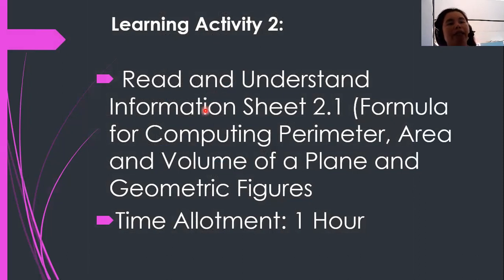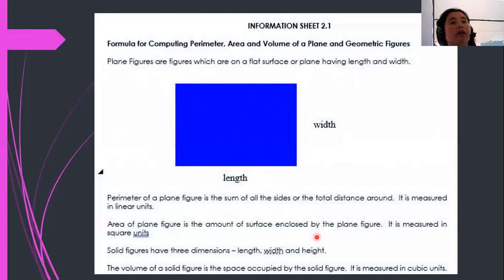Okay? So next, for our learning activity 2, read and understand information sheet 2.1, formula in computing perimeter, area, and volume of plane and geometric figures. The time allotment is 1 hour. So this is information sheet 2.1, and you can find it in your learning materials.